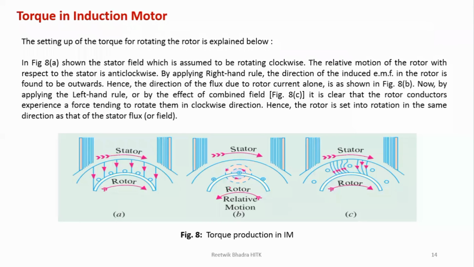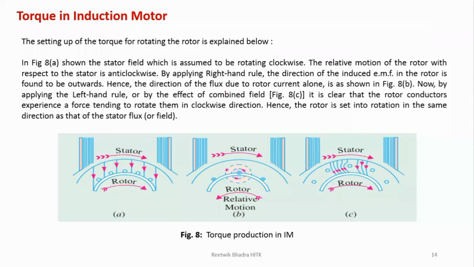So here is the torque production. How the rotor will rotate in this direction is just given. You can go through it. So what is it stating? This is your figure 8a. It shows the stator field, which is assumed to be rotating clockwise, but ultimately the rotor will rotate in this direction only. What is the relative motion of the stator with respect to the rotor? At the starting, it will try to oppose its motion, so its relative motion is shown in the opposite direction.